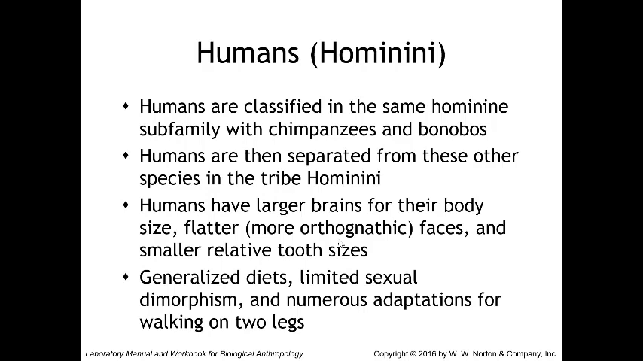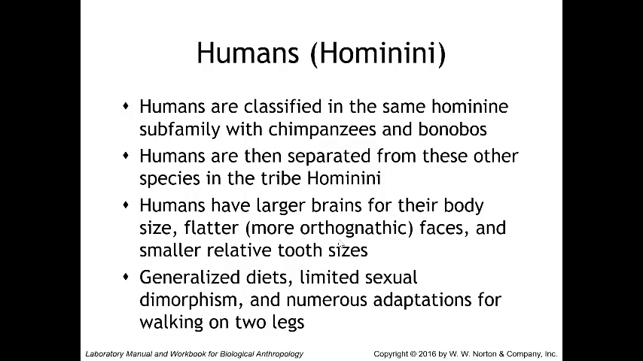Humans are classified in the same hominin subfamily with chimpanzees and bonobos, but they are then separated from these other species in the tribe Hominini. Humans have larger brains for their body size, flatter, more orthognathic faces, and smaller relative tooth sizes. They have generalized diets, limited sexual dimorphism, and numerous adaptations for walking on two legs. And we'll get more into that once we finish the primate section.